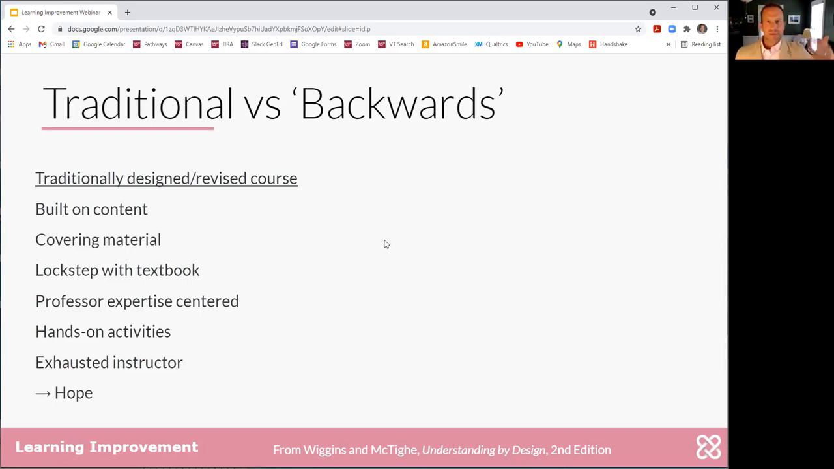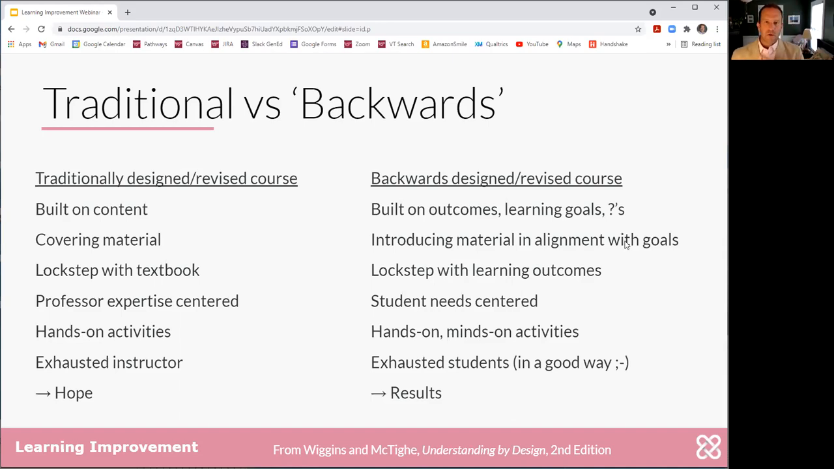So unfortunately, that's not ideal with a student-centered, a backwards approach, which we'll get into, where it's backwards design. We start with learning outcomes and goals. Again, think like an assessor, which y'all do. Start with the outcomes, start with the goals, start with the expectations, start with the big picture. We're going to introduce the material in alignment with the goals, not because it's in the textbook or because we've always done that. Chapter 7, yeah, we always do chapter 7, it's got to be in there. It's lockstep with learning outcomes, not the exams or the chapters.